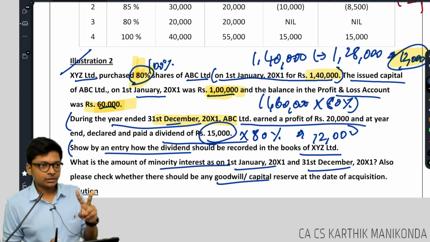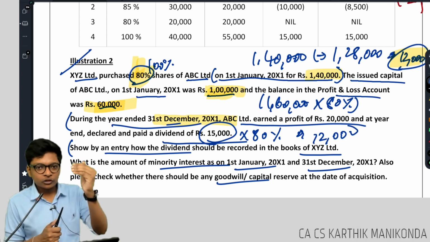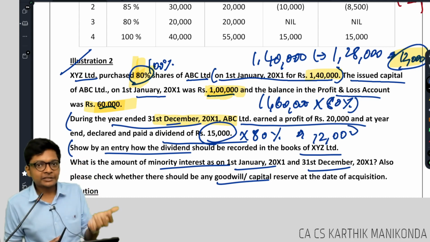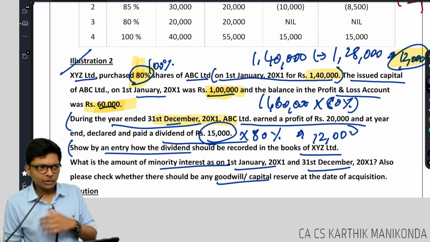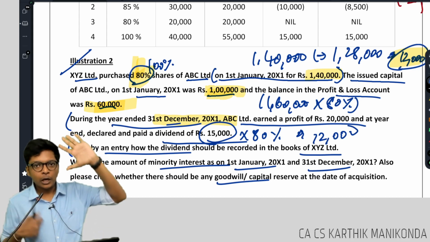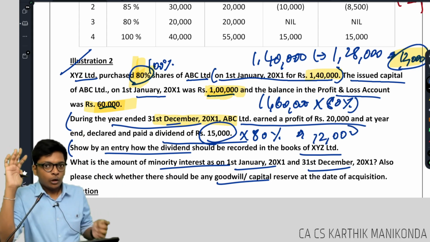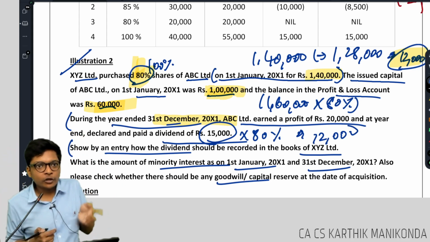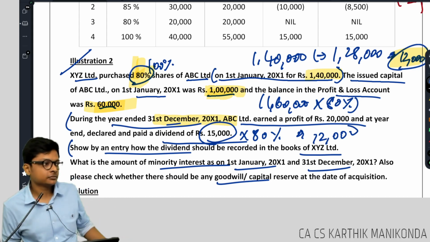Two options. Credit investment and reduce my cost, or credit P&L account and say it's current year profit. How many of you say P&L? How many of you say credit investment? What is investments? When do you credit investment? If the dividend is paid out of pre-acquisition profits.